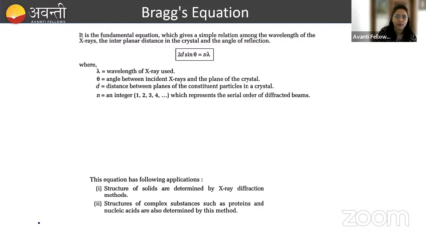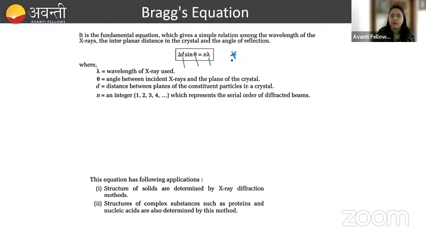This Bragg's equation tells us about the simple relationship between the wavelength, lambda, of the X-rays, which is used to determine the interplanar distance of a crystal present in a given solid state, and the angle of reflection. D is the interplanar distance between the planes of the constituent particles present in a crystal, and theta is the angle of reflection. So this is our Bragg's equation. This is very, very important.